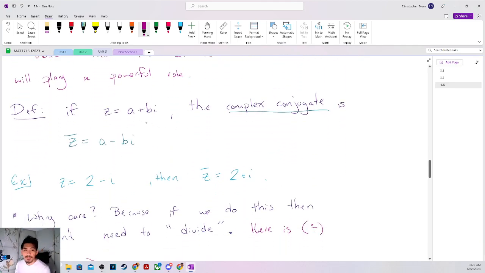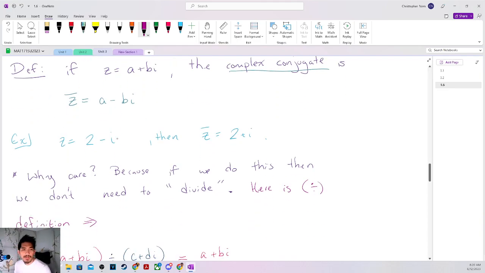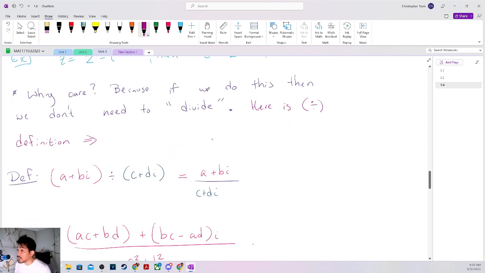So now, we need to go with this definition if I want to talk about division. If z equals a plus bi is a complex number, we say that z bar, which is equal to a minus bi, we call that the complex conjugate. So it's going to be the negative of your imaginary component. That's your complex conjugate. Why is it important to have a complex number and know its conjugate? Well, we'll see why when we divide.